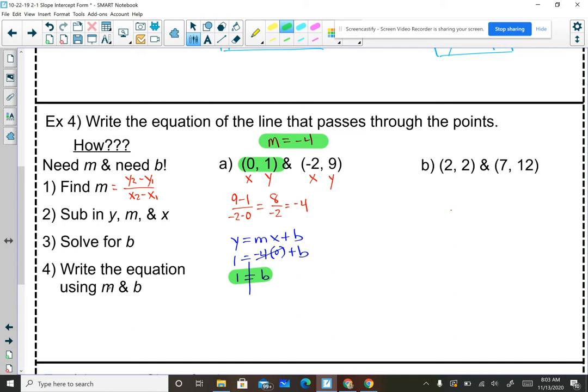I have that right here. Write the equation using m and b. Okay, so now all I have to do is go back and write y equals m is -4, x, and then b is +1. So there's my equation in slope-intercept form.